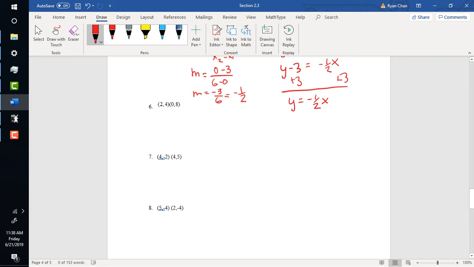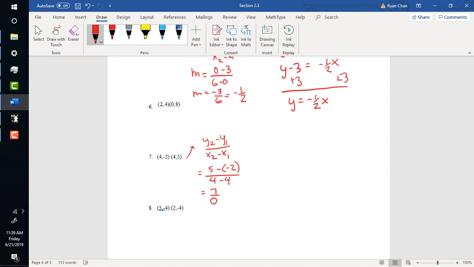Once again, you have to be very careful of horizontal and vertical lines. If I look at number 7 here, notice the following. If I do slope, which is y2 minus y1 over x2 minus x1, and I subtract, I have 5 minus parentheses -2 over 4 minus 4, and I have 7 over 0.